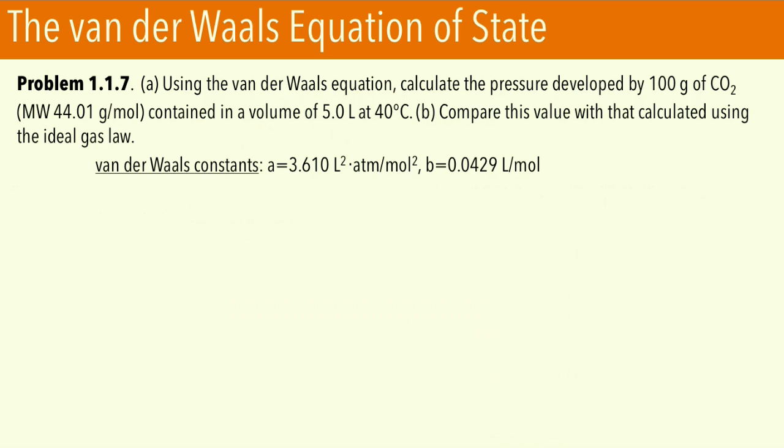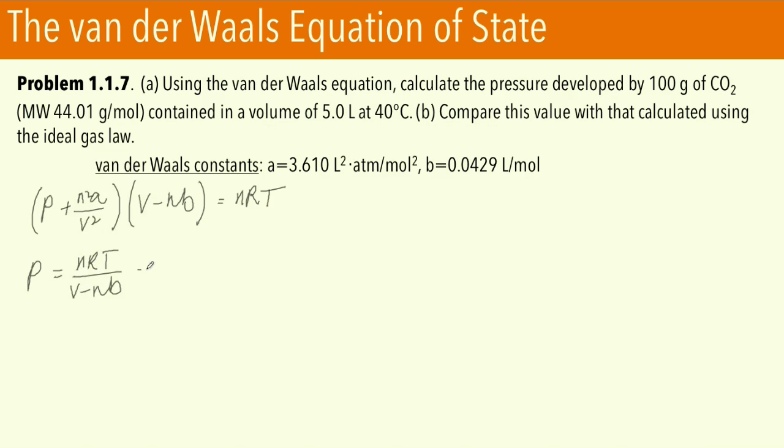Let's try this problem over here. We'll be applying the van der Waals equation in order to calculate the pressure of a gas, and we'll also compare the results with the ideal gas law. Let's write down the equation that we know. The equation is P plus n squared A over V squared, times V minus nb, is equal to nRT. Since we're solving for pressure, we'll be isolating the term P. So let's rearrange this. We'll have nRT over V minus nb, minus n squared A over V squared.